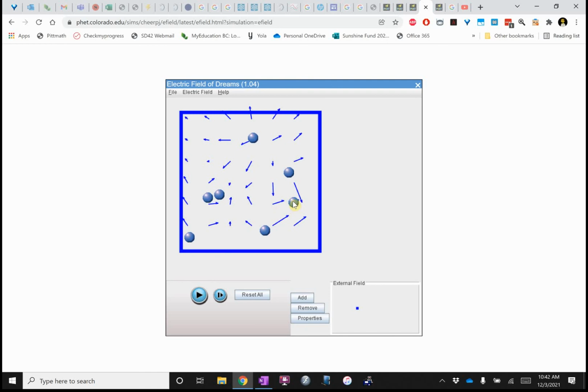Okay. We had to define what direction the electric field would be because stuff can fall up. So our definition is which way would a positive feel a force? Which way would a positive want to move if it could?